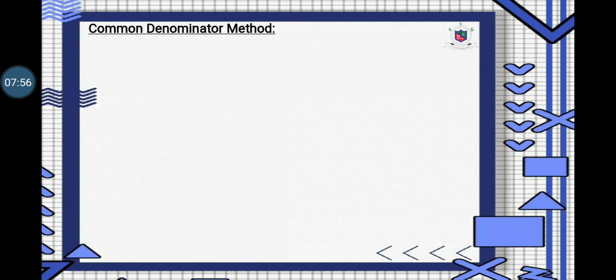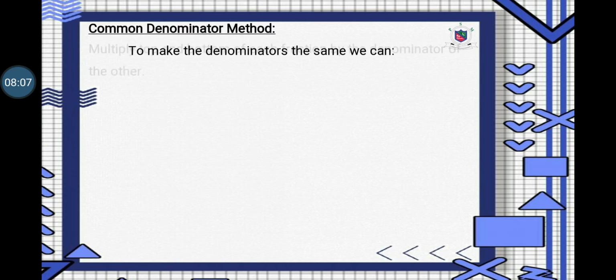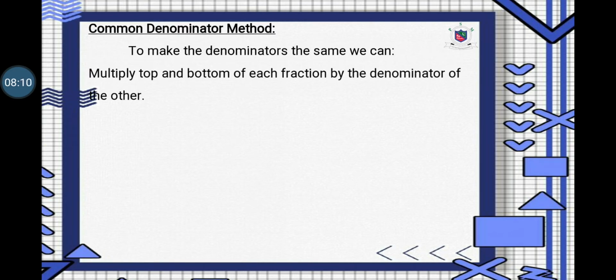So, dear students, I hope now you know about the common denominator method. Do you know about it? Yes. To make the denominators the same, we can multiply the top and bottom numbers of each fraction by the denominator of the other. For example, we have a fraction 4 upon 3 minus 2 upon 5. So you can see that here the denominators are not the same.